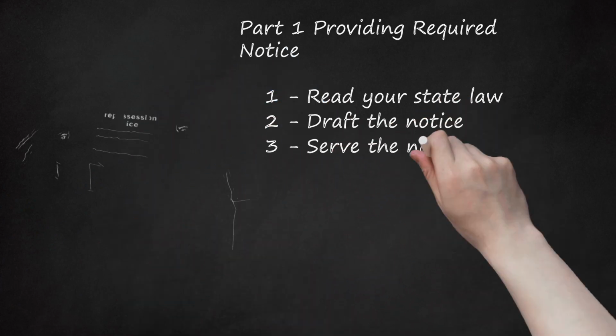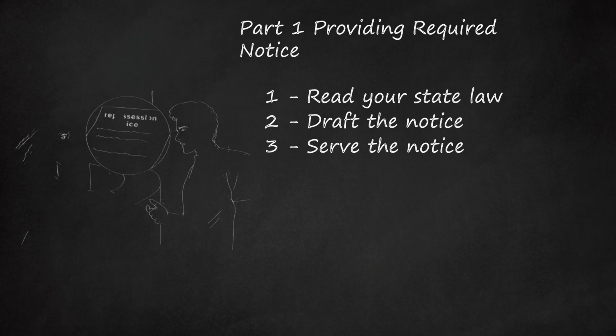3. Serve the notice. You also have to make sure that the borrower receives your notice. State law may require a certain form of delivery as well as deadlines for when notice must be given. Make sure to follow the law. In Connecticut, for example, you must give at least 10 days written notice, which should be served personally or by registered or certified mail, return receipt requested.